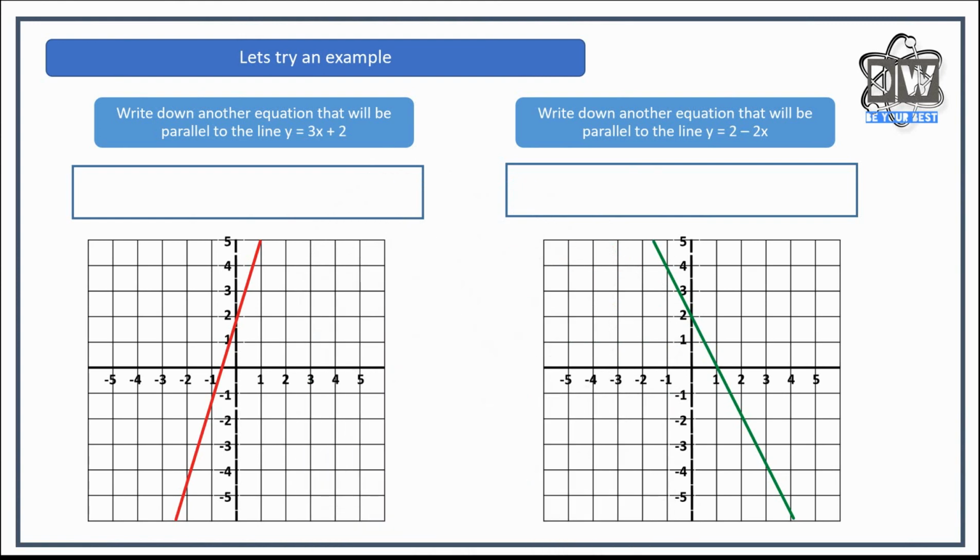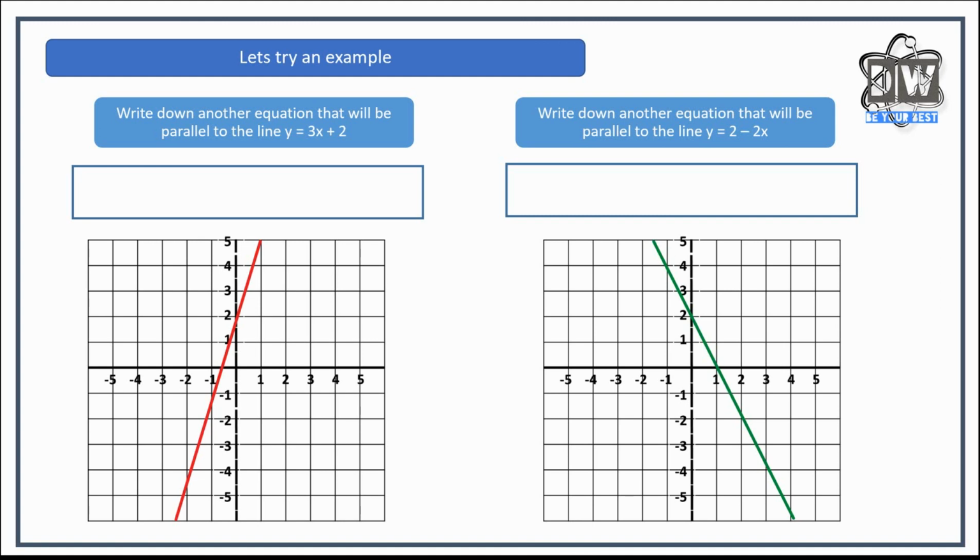All right, so now, there's going to be lots and lots of different answers for these, but what I'd like you to do is write in those boxes another equation that is going to run parallel to the lines shown on the graphs there. So we have on the graph, y equals 3x plus 2 on one, and on the other one we have y equals 2 minus 2x. So all you need to do is write another equation that will run parallel to that. Pause the video, come back and see if you've got it correct.